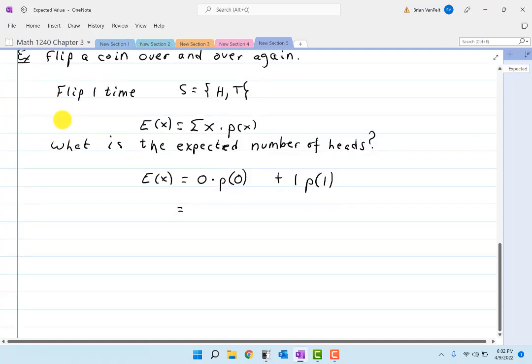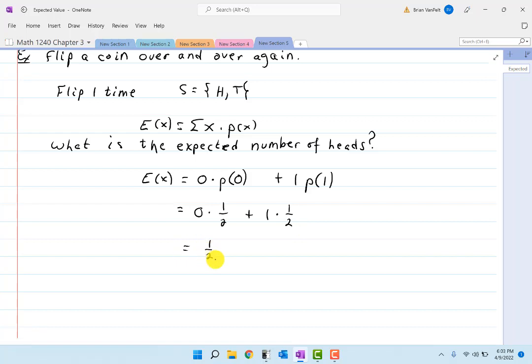Now, the probability of 0 heads is 1/2. You can get tail, and the probability of getting a tail is 1/2. The probability of getting 1 head, of course, is 1/2. And we get 1/2.